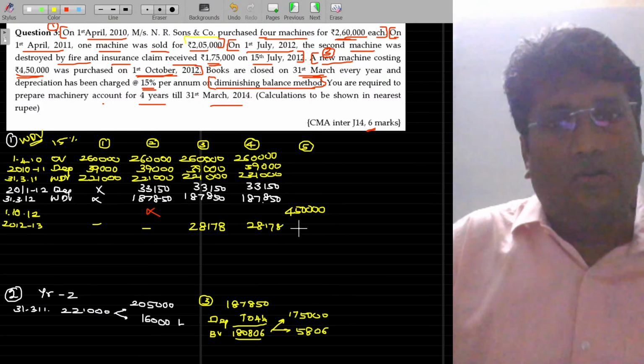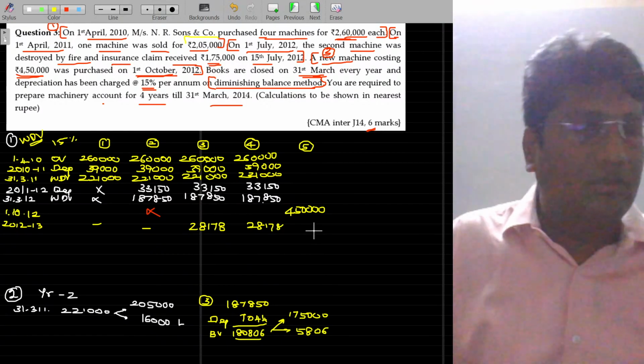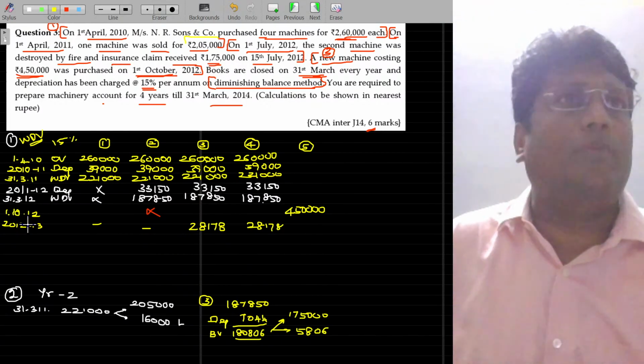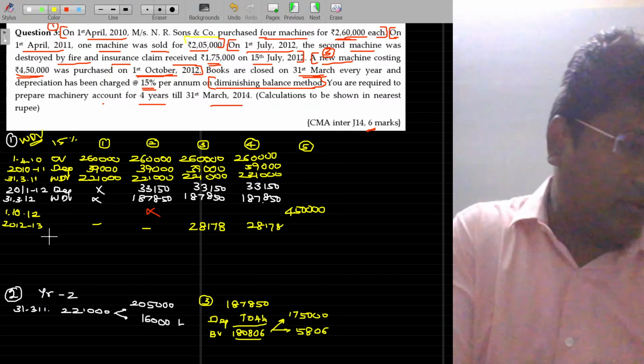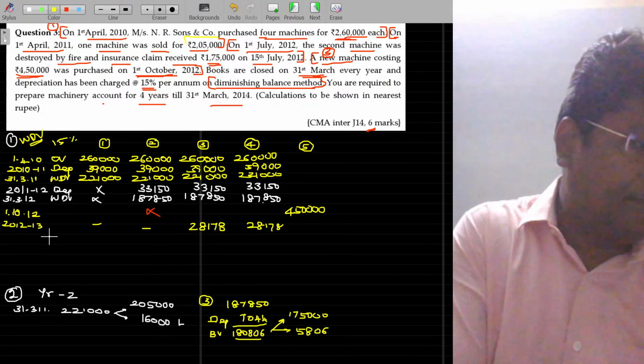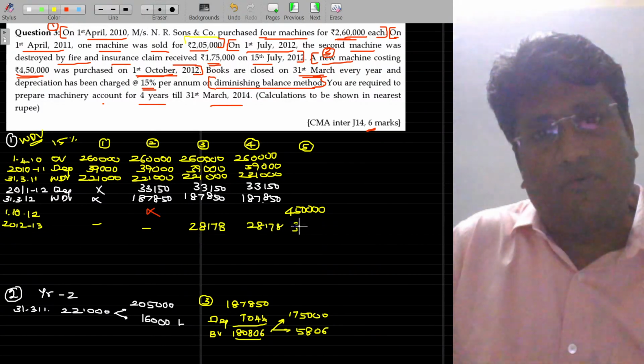28,178. In the case of the last asset, 4.5 lakhs into 15%, but it was purchased only on 1st October. So from 1st October to the year end, half a year will be there. So you have to calculate the depreciation for the half year. So the value being 33,750.